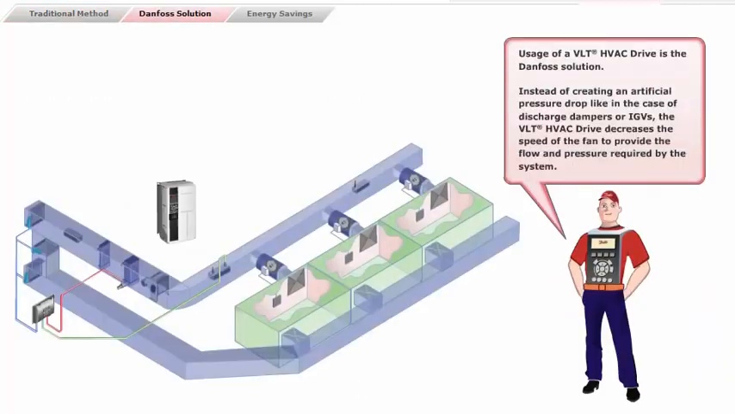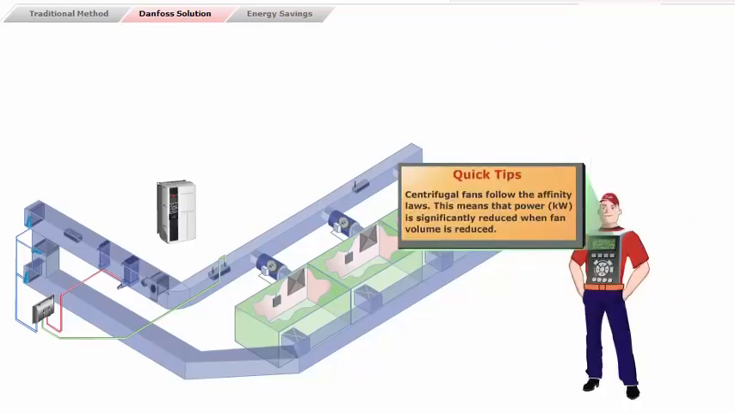Usage of a VLT HVAC drive is the Danfoss solution. Instead of creating an artificial pressure drop like in the case of discharge dampers or IGVs, the VLT HVAC drive decreases the speed of the fan to provide the flow and pressure required by the system. Centrifugal fans follow the affinity laws. This means that power is significantly reduced when fan volume is reduced.